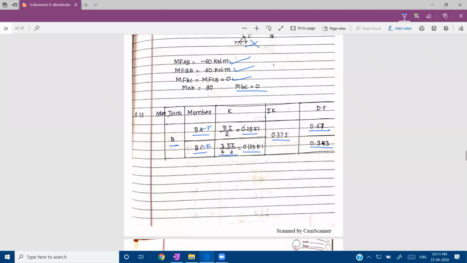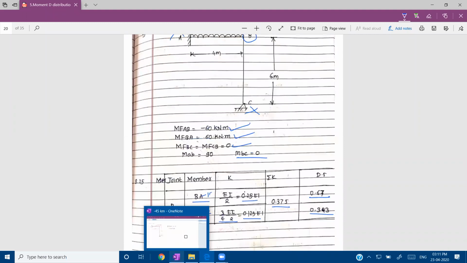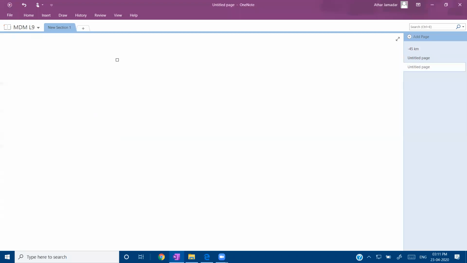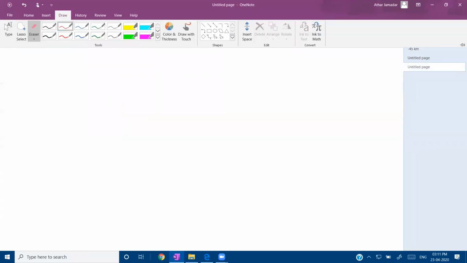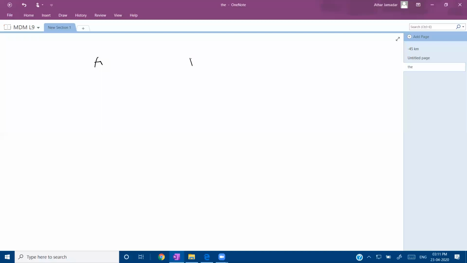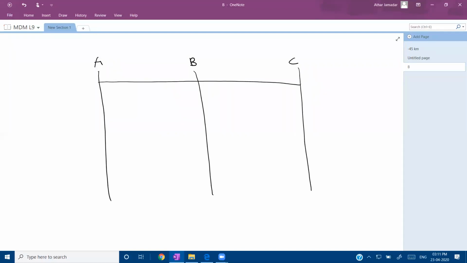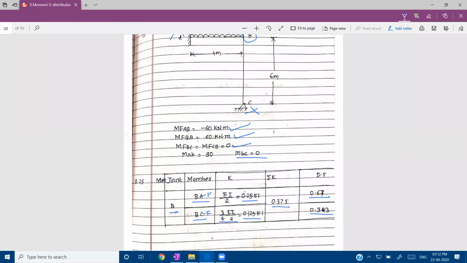Now next, you have to write down all the supports in your portal frame like this, and as usual you have to write down the distribution factors also. So at B we are having two distribution factors. For BA we are having DF as 0.67. For BC we are having DF as 0.33. Okay, now next, fixed end moment MFAB is minus 60, MFBA is plus 60.